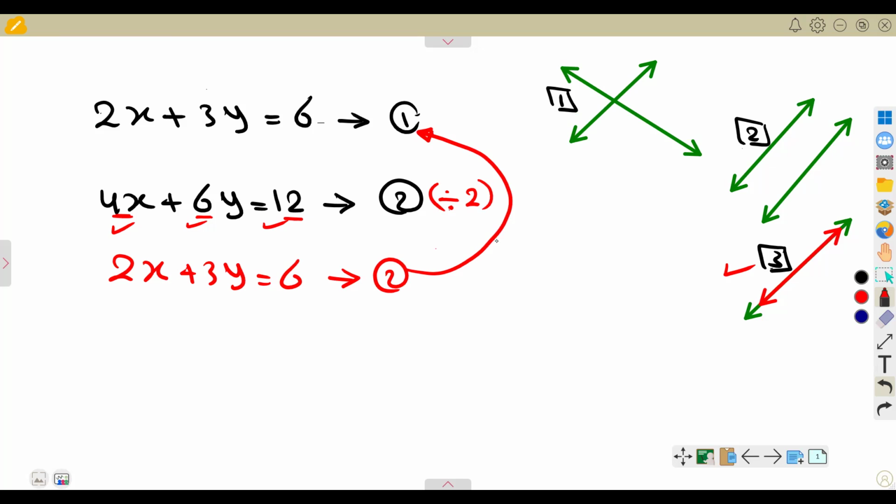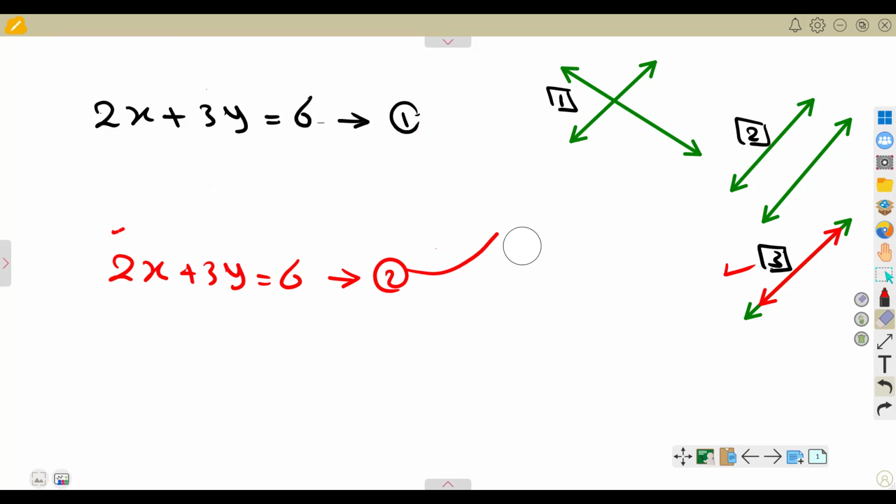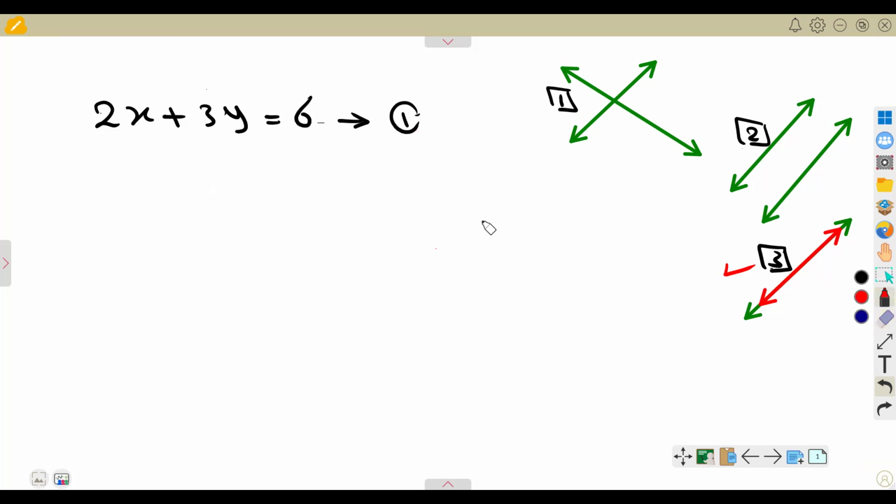What about this one? The first one, 2x plus 3y equals 6. The second one, 2x plus 3y equals 4. The two equations are in the simplest form: 2, 3, and 6 have no common factor, and 2, 3, and 4 have no common factor. So both equations are in the simplest form. So what about the gradient here? It's negative 2 over 3.